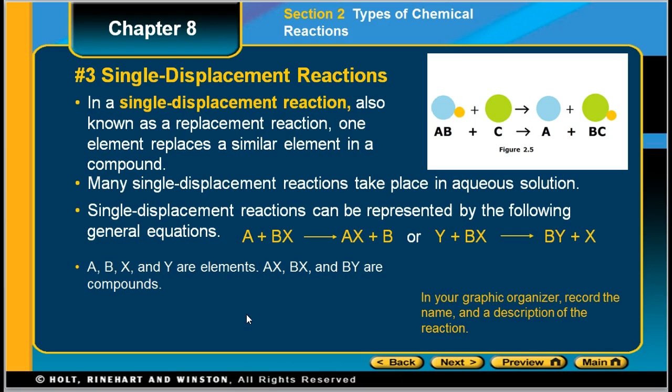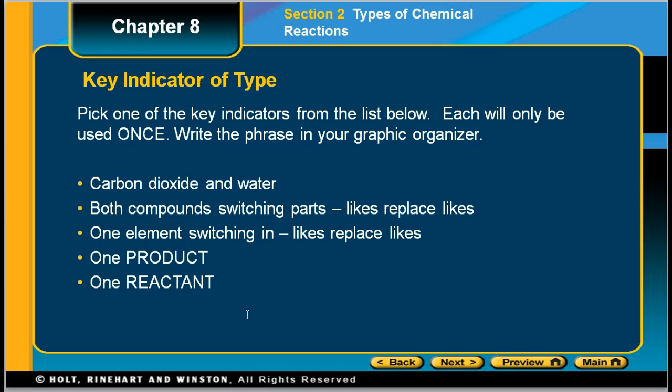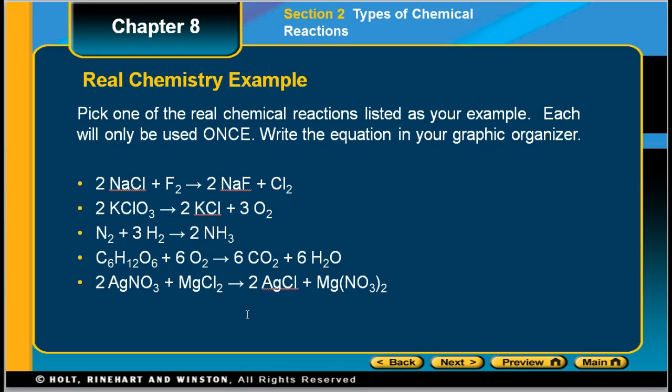Some of these are elements and some of these are going to be compounds. So looking at the indicator of type, you see that one element switching in, likes replace likes. Again, likes replace likes means that metals will replace metals and nonmetals will replace nonmetals. Looking at the equation choices, you can see that equation choice number 1 is the single replacement. So 2NaCl plus F2 makes 2NaF and Cl2.